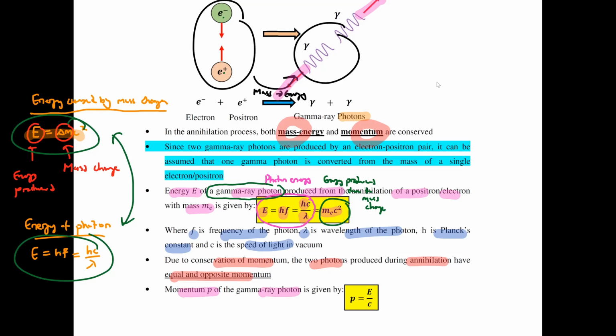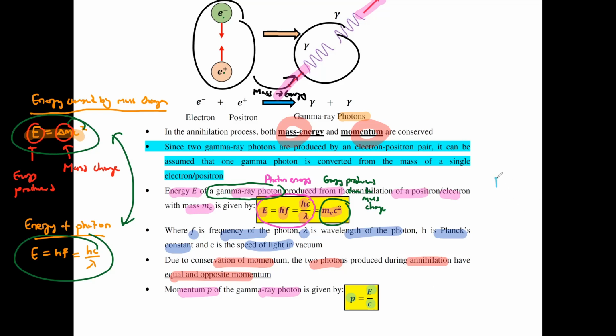Now, if you wanted to find out the momentum of your gamma ray photon, there's this equation here that you would use, where momentum is equal to the energy of your photon divided by the speed of light. There is a derivation to get this particular equation, but it's actually not required in your syllabus. But I'll just show it to you for your further understanding.